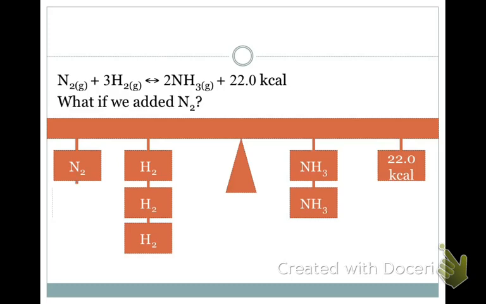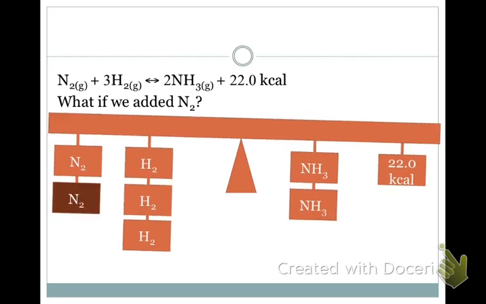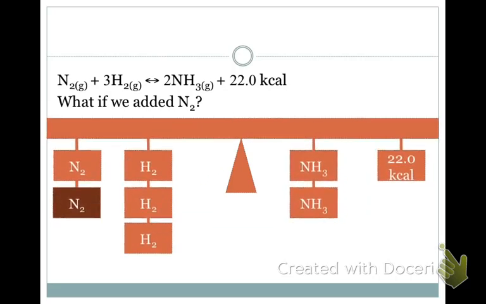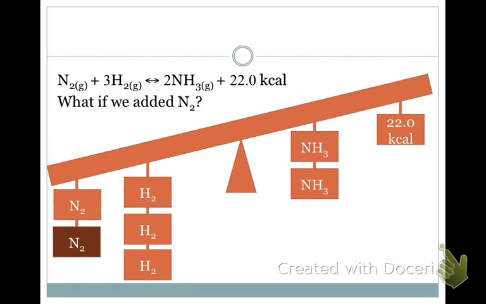So let's take a look at what happens if we add N2. N2 is in the reactants. If we add N2, we end up seeing that the equilibrium will shift, and eventually the left-hand side goes down. The right-hand side is favored. So the equilibrium shift is towards the right. Overall, that means that you end up having more products being formed. Well, that makes sense, because if you have more reactants, you're going to create more products in the end.